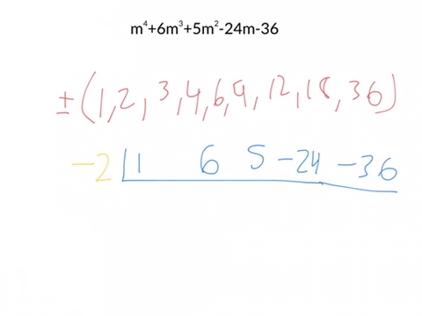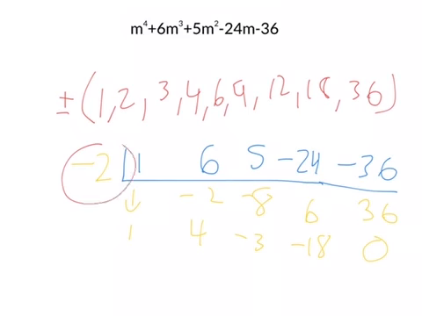So when we put negative 2 here, bring down the 1, that gives us negative 2 here, 4, negative 8 added is negative 3, that gives us 6, added is negative 18, multiplies 36, and we get our remainder of 0. So we know that negative 2 will be a solution. Next, I'm going to write another synthetic equation with the leftover numbers that we had before. So we had a 1, a 4, a negative 3, and a negative 18.